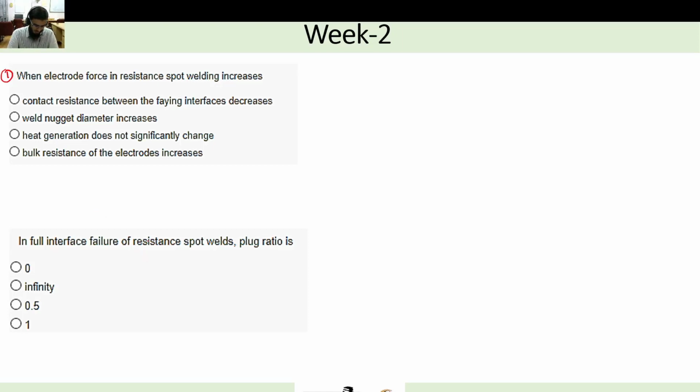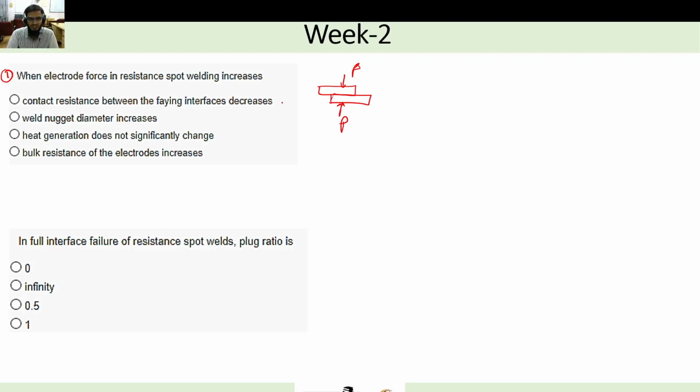Then we'll discuss it. So first question is, when electrode force in resistance spot welding increases. So this is our configuration, and from top and below we are applying load using an electrode. So this is load, or you can say force. So when you increase the force in resistance spot welding, then what will be happening? These four options, just let me know.